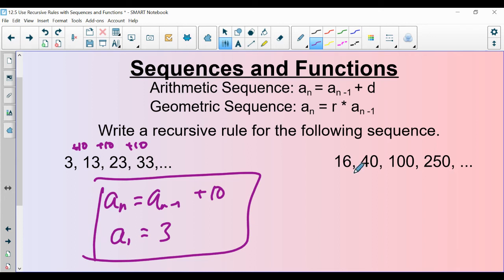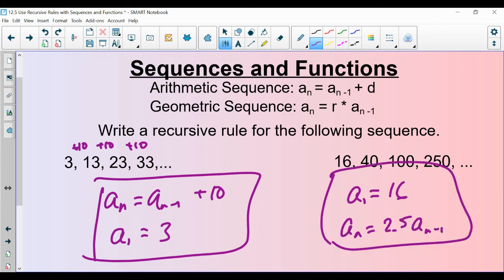This one here, we're going to notice very quickly that it's not arithmetic because we are not adding a constant between consecutive terms. This one's plus 150, plus 60, plus 24. It's not common. However, there is a common ratio. If you divide a term by its previous term, 250 divided by 100, 100 divided by 40, 40 divided by 16, you're going to get 5 halves, or 2.5. So our r value is 2.5. We can define the first term, and that's 16. And then a sub n is equal to 2.5 times a sub n minus 1, and that's it.